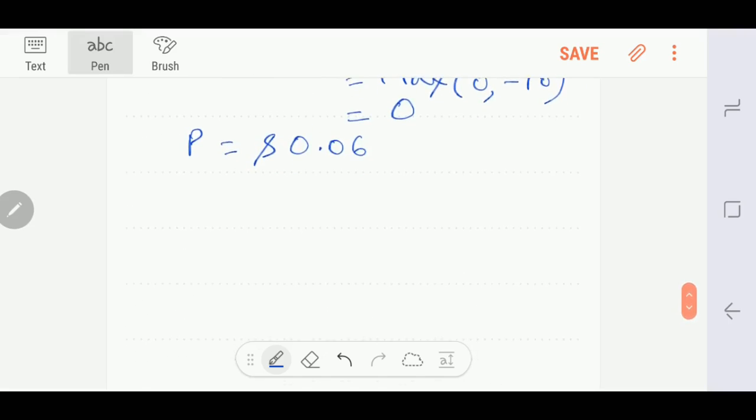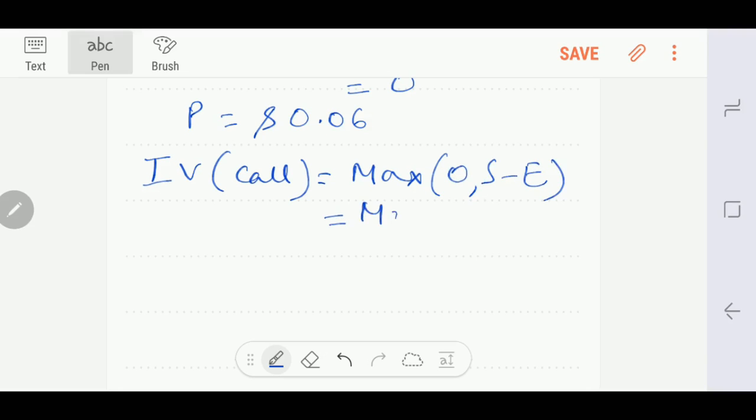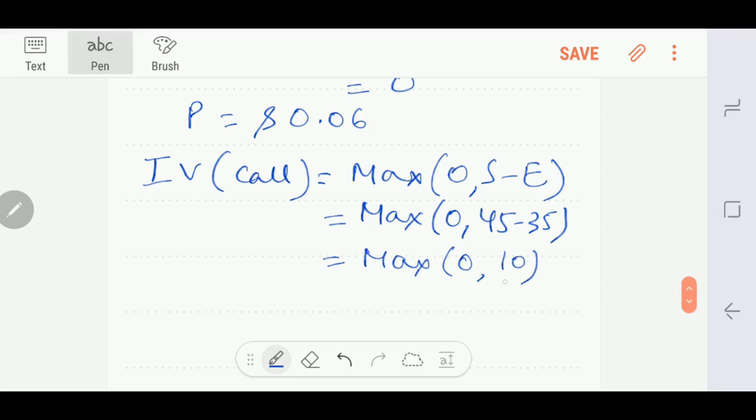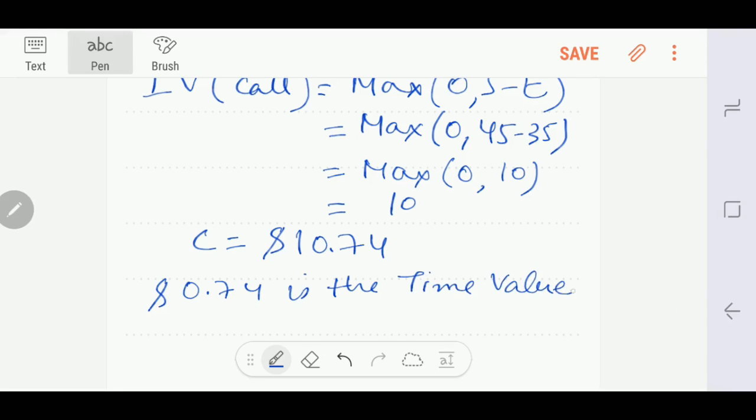Likewise, if you think about a call option now, what would be the intrinsic value in the same example? Intrinsic value of a call is equal to a maximum of two numbers, 0 or S minus E. If we plug in the numbers, S minus E would be 45 minus 35, which gives us a comparison between 0 and 10, and we pick the larger number. So the intrinsic value of this call option would be $10. But when we computed the option price using the Black-Scholes model, we found that the call option was selling for $10.74. So clearly 74 cents would be the time value. Time value is 74 cents for this call option.